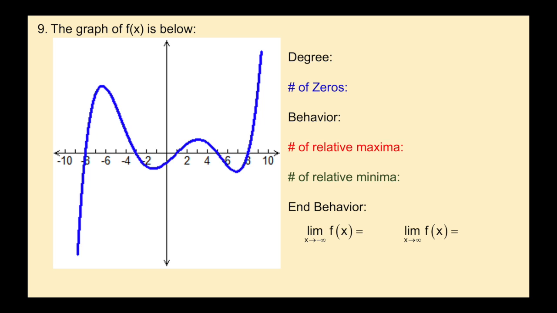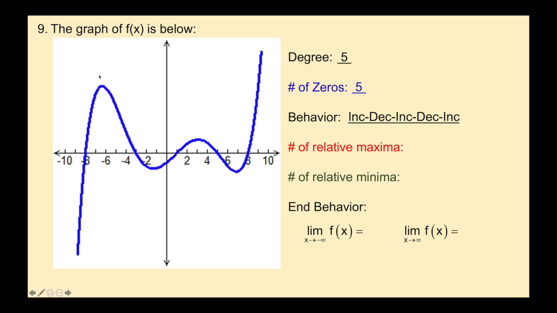For number 9, here when I'm looking at the degree, I've got 1, 2, 3, 4, 5 times that it passes through the x-axis, so I'm expecting the degree to be 5. The number of zeros then is also 5. For the behavior, it goes increase, decrease, increase, decrease, increase.